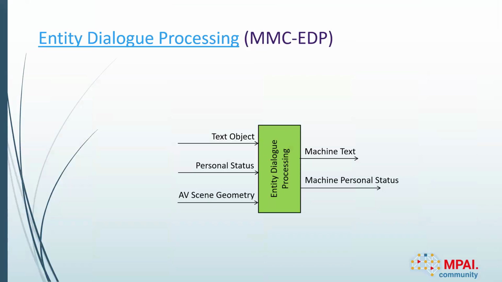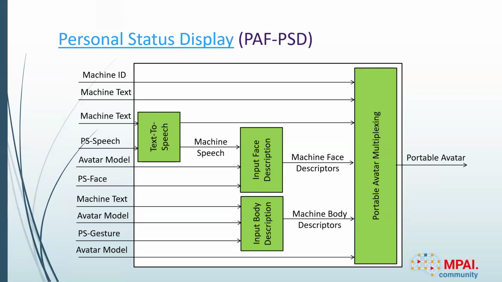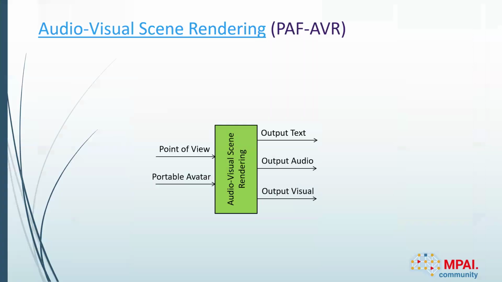But then we need to enable the machine to respond. The response will include the machine's text and its own personal status, passed along as text plus a status package. But the next stage takes that information plus information about the machine's identifier and elements, runs this information through modules that produce machine face and machine body descriptors, and composes a portable avatar that it can pass along. That machine avatar, plus information about the user's point of view, enables a module to finally render the audiovisual scene, render its audio and visual elements, plus a text record for good measure.